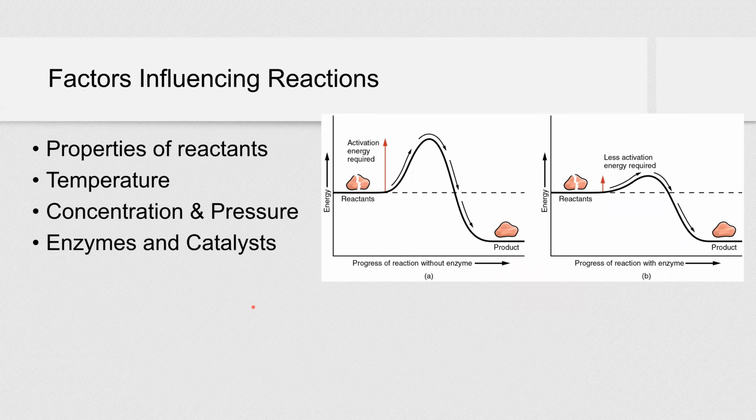Now, what factors influence the rate of reaction? Properties of reactants, temperature, concentration, pressure, enzymes, and catalysts. So what enzymes do, shown on this diagram, is if you have reactants, those reactants go through that chemical reaction, and you form products, and you release the energy over here. But for a reaction to begin, you need activation energy. So you need to invest energy first, and then maybe release that energy.